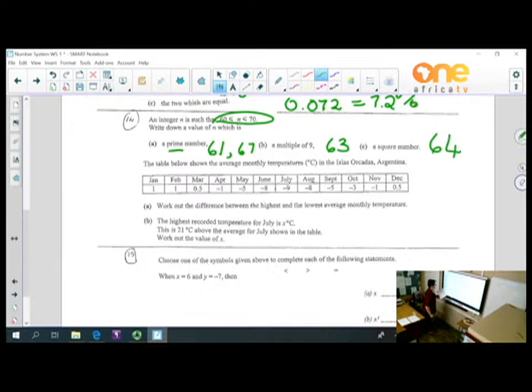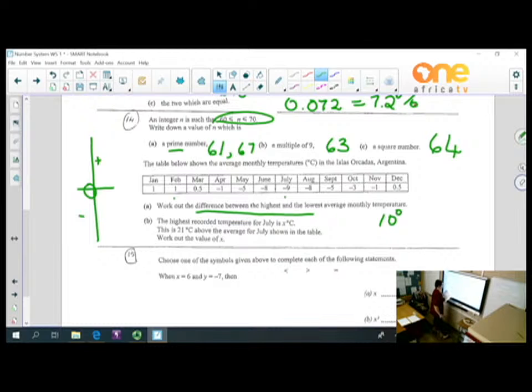64. The table below shows the average monthly temperatures in those cities. Work out the difference between the highest and the lowest one. But now remember, we work with a thermometer. So this is positive values and this is negative values. So if you're already negative and you go down, then you're not subtracting but adding. Okay, so what is the highest temperature? The highest temperature is 1. And the lowest temperature will be this -9. So the difference between the two is then 10 degrees.